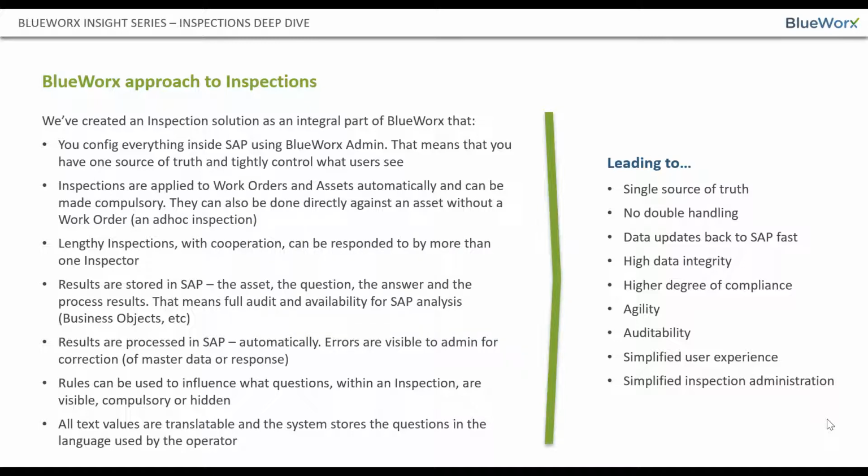All the text values that we have are translatable, so that means you can have multi-language inspections being run. So that leads to there's just one source of truth, and that can be right across the organisation. There is no double handling. The operator completes the inspection, and depending on when you elect to process it, it happens soon after they've synced with SAP and with high integrity of the data that's coming across.